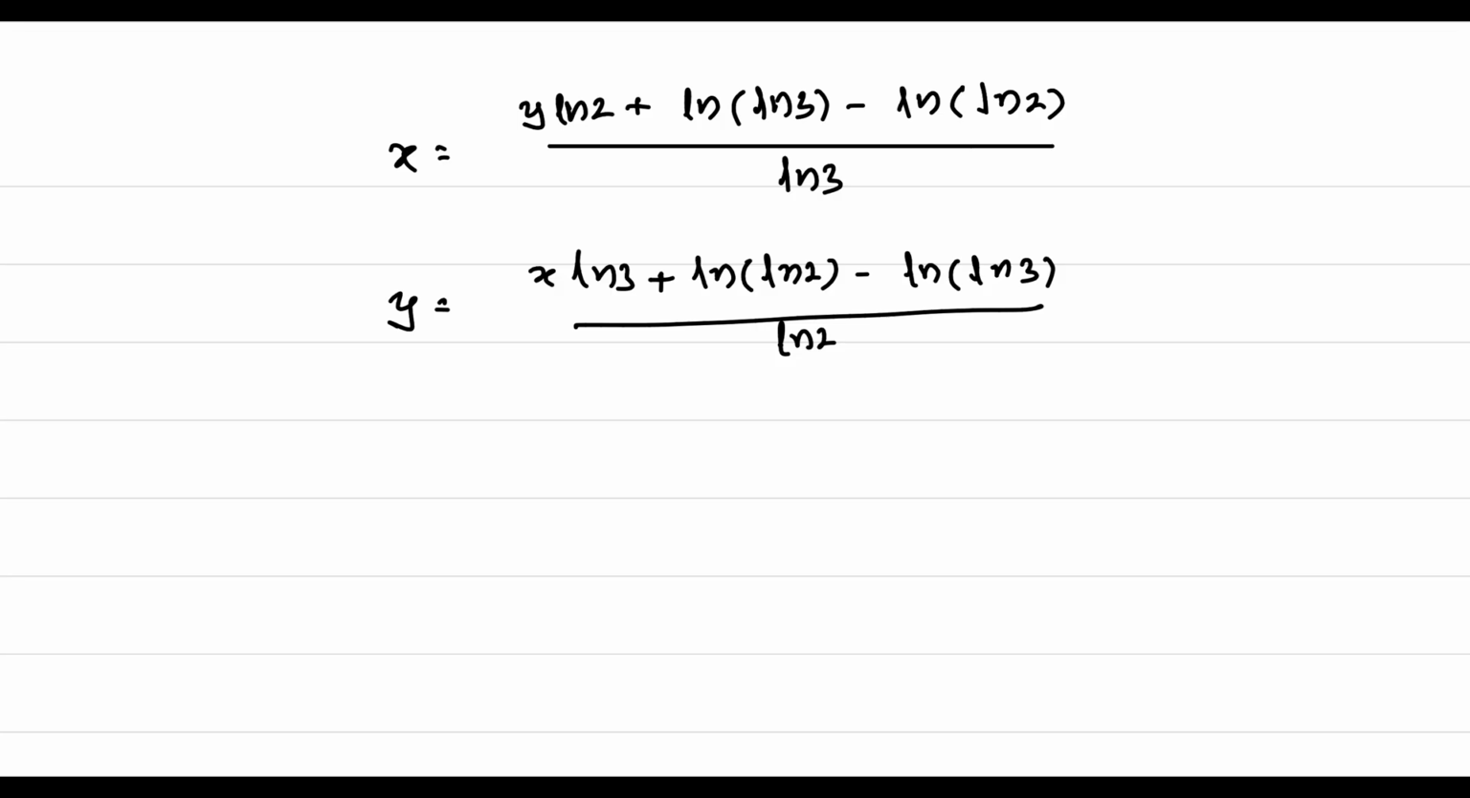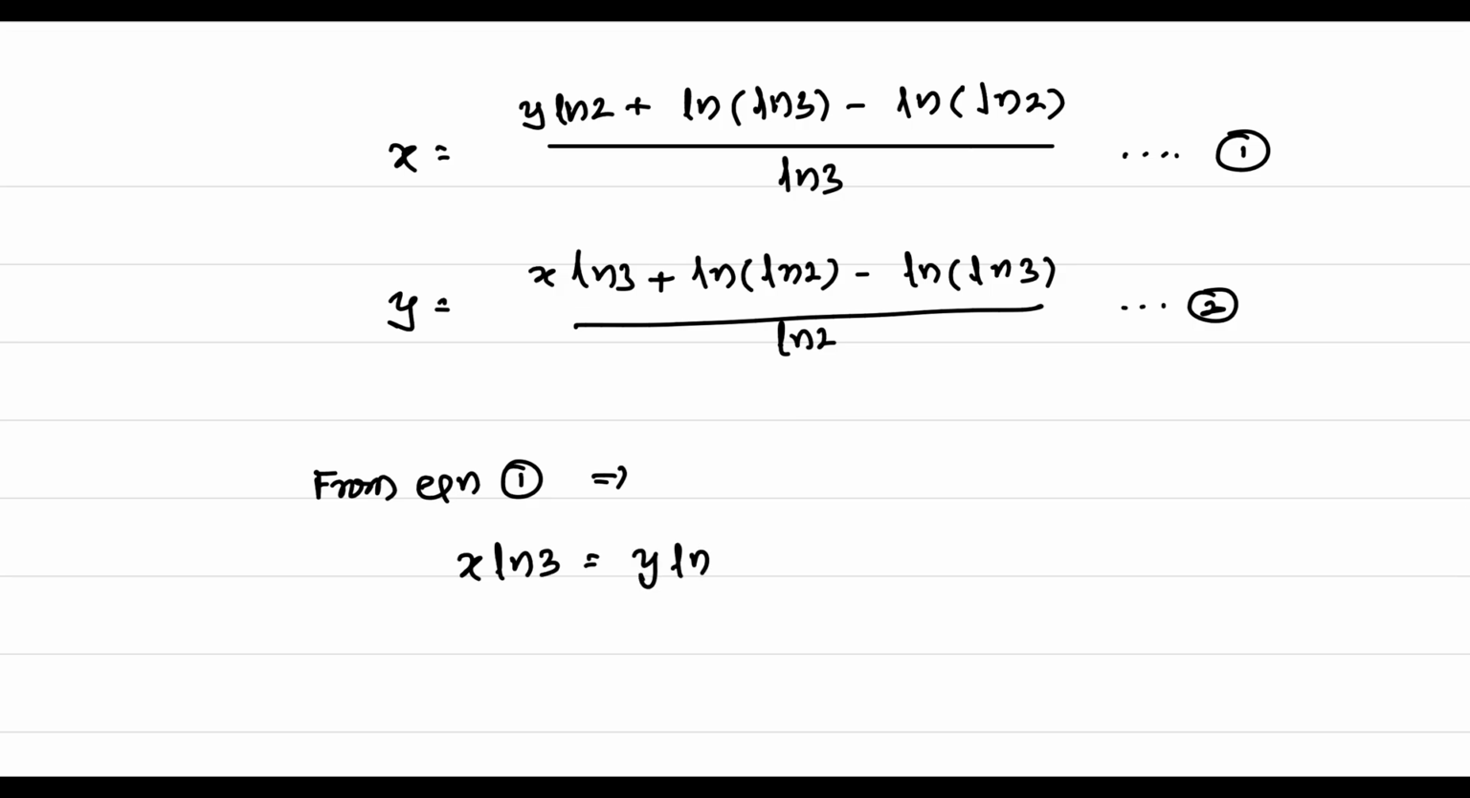Now take any one of the equations. Let us take, this is equation number 2, this is equation number 1. Cross multiply from equation 1. We get x ln 3 is equal to y ln 2 plus ln of ln 3 minus ln of ln 2.